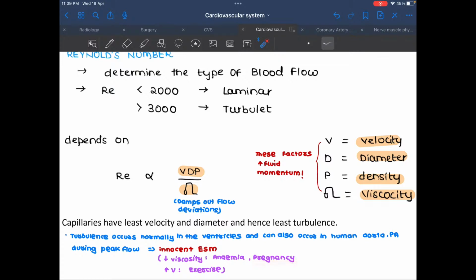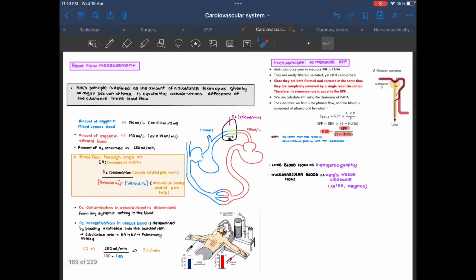Same can be said for pregnancy as well. Pregnancy, maybe there is a state of hemodilution, the hematocrit is decreasing, and that is the reason why I might see a systolic murmur in pregnancy as well. Okay? And whenever I'm going to see an increase in the velocity of your flow, that is via exercise, I'm again going to see an increase in the Reynolds number that might lead to an innocent murmur as well. Okay? All right. So this is about the Reynolds number and all of this.